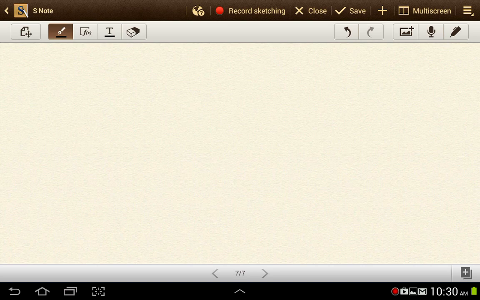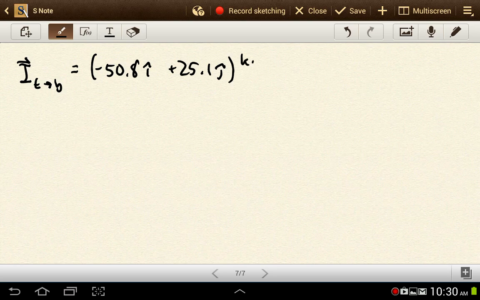So what I'm going to say here is the impulse that the tank exerts on the bullet is that change in the bullet's momentum, right? So that's the negative 50.8 i hat plus 25.1 j hat kilograms times meters per second. Okay, so each bullet that comes along, the tank exerts this much impulse on it.